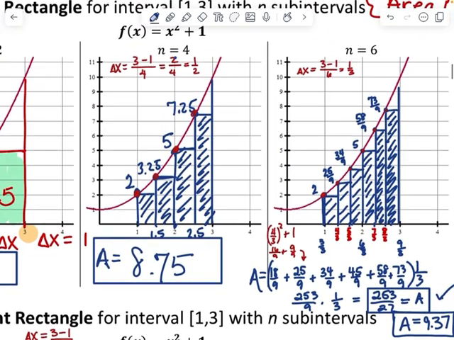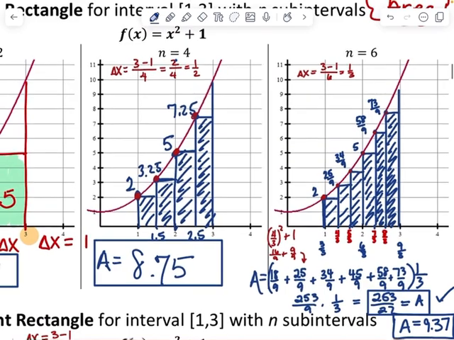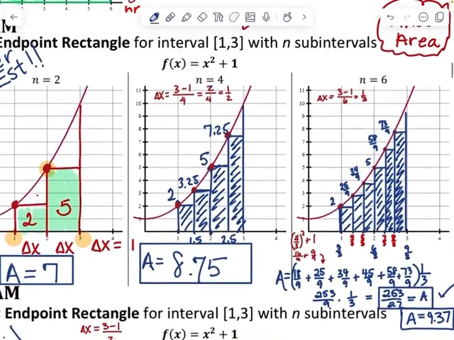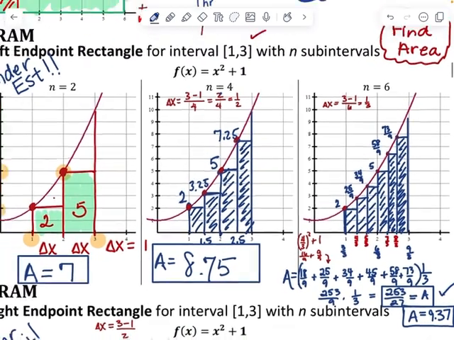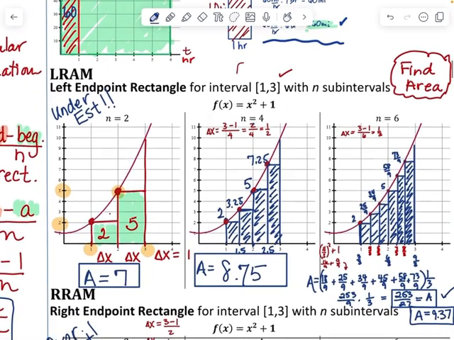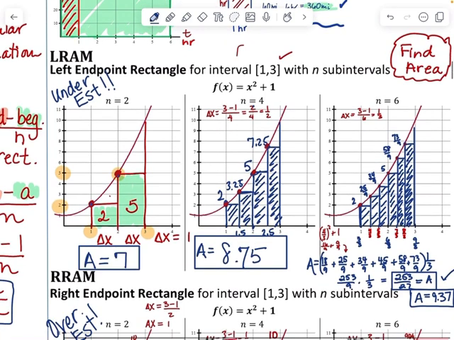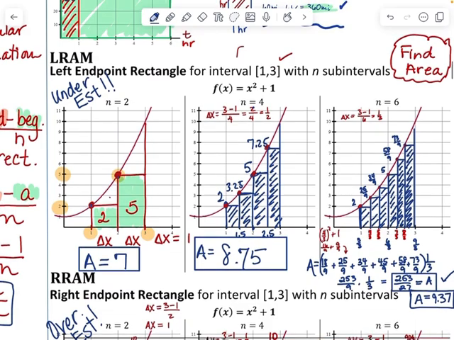Then I have delta x equal to 3 minus 1 over 6 subintervals to approximate the area. Notice that all of these are using the left-hand endpoints. So it is the left-hand side of the interval for the first rectangle, second rectangle, and so on. The left-hand side will take you up to the curve, and you plot that point on the left-hand side of the rectangle to give you the height of the rectangle.